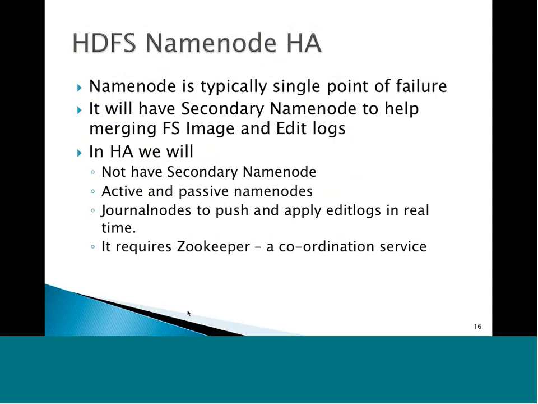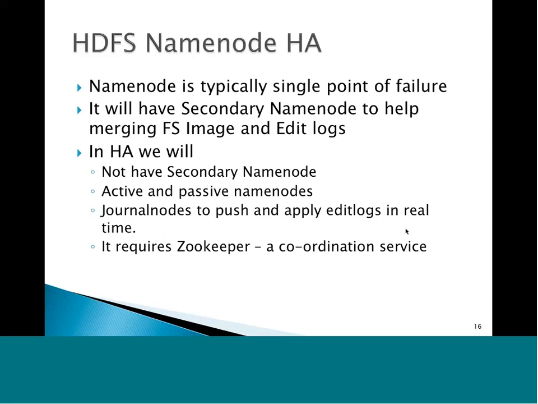But theoretically, I hope you understand what we are trying to address using the high availability configuration. Even if you have questions, just bear with me. We will see, and then we can talk about that. In high availability, we will not have secondary name nodes. Instead, we will have active and passive name nodes, and there will be journal nodes to push and apply edit logs in real time.